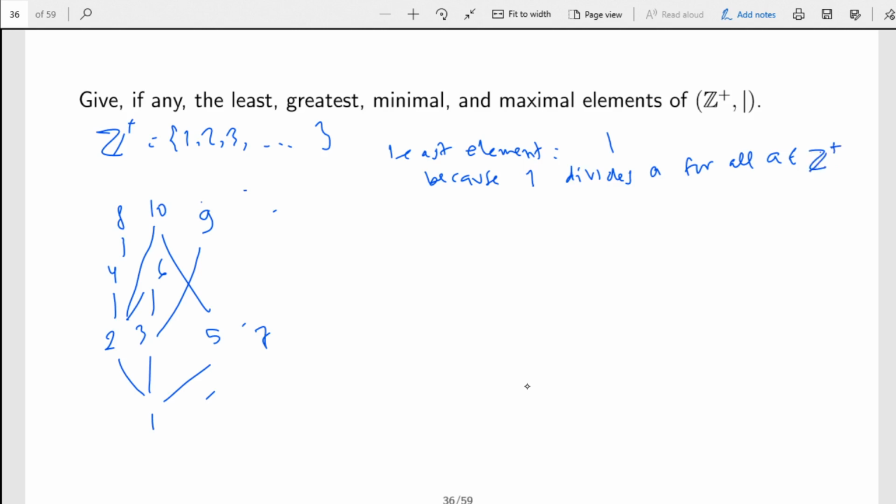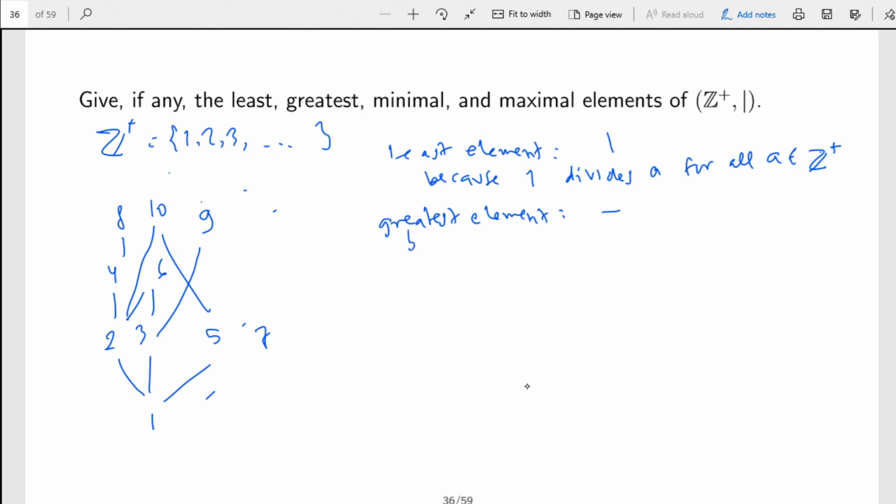Now how about greatest element? Well, you see, you don't have a greatest element here because whenever you have one element, there will be another one, right? So there will be another element above it.